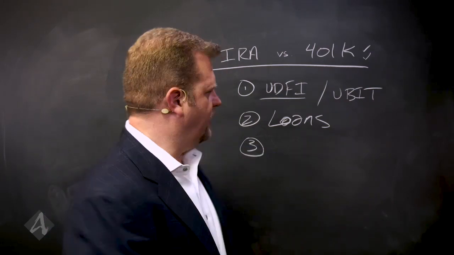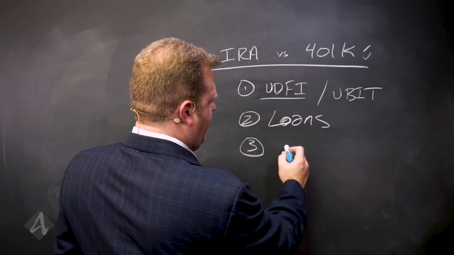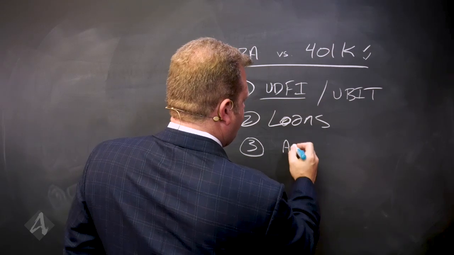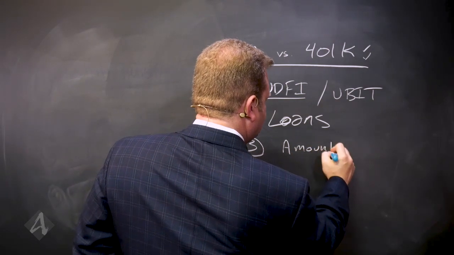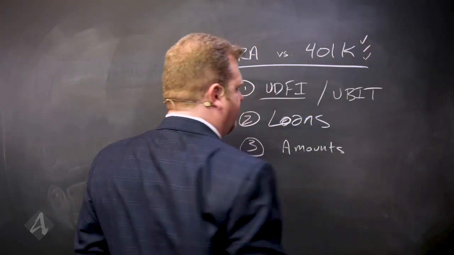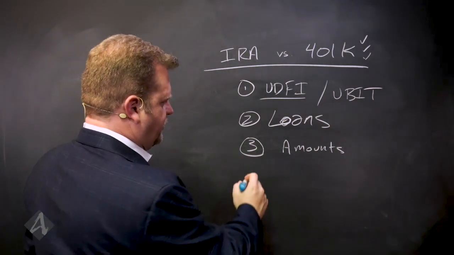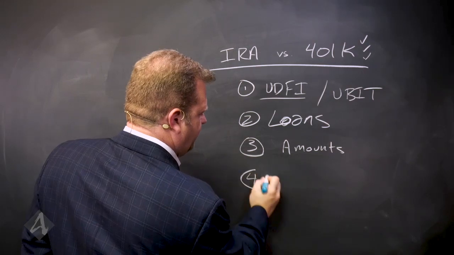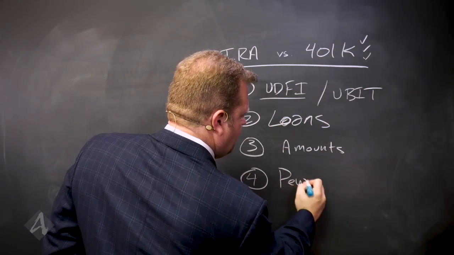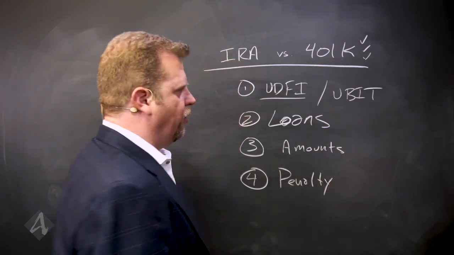Another big issue, so we're going to call that one amounts, and I'm going to give a little check over there. The next one is prohibited transactions, and what happens, your penalties. So let's go through a couple situations.